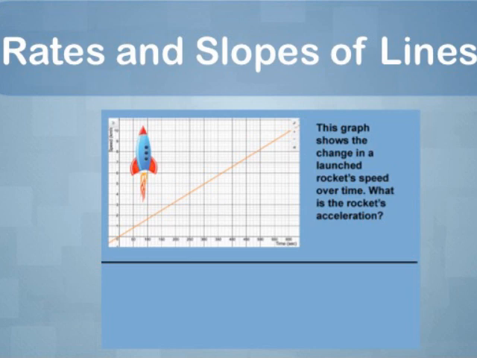This graph shows the change in a launched rocket's speed over time. What is the rocket's acceleration? The points on this line show the speed of a rocket for any time t. So as the time values increase, so does the speed. The rate at which the speed changes is called acceleration. To calculate the acceleration, calculate this rate.